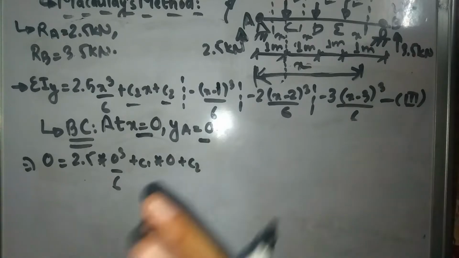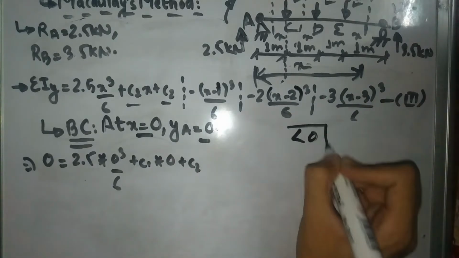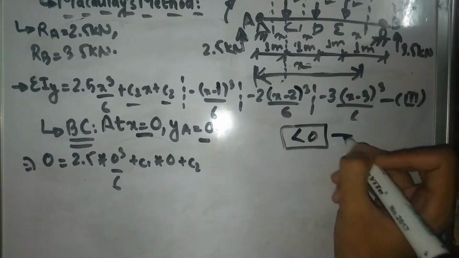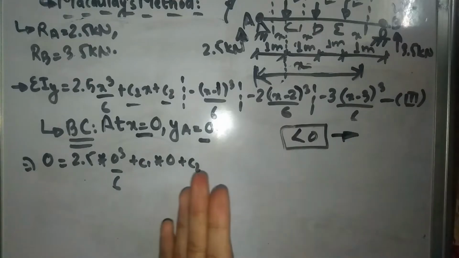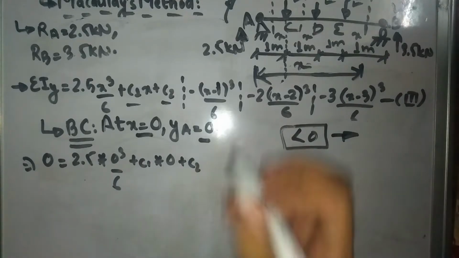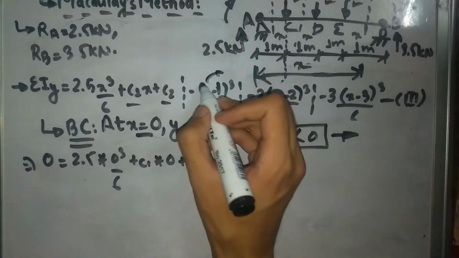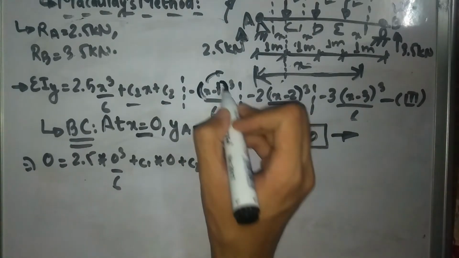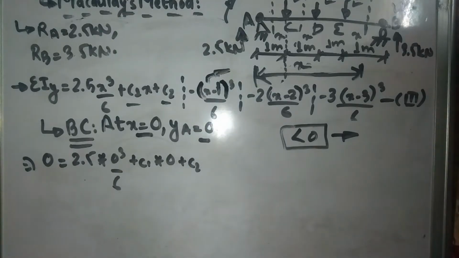Another rule regarding Macaulay's method is that if any bracket term is going to be less than 0, we're going to ignore that term. So this is our second rule regarding Macaulay's method. Our first rule was treating x minus 1 and x minus 2 as x, while our second rule is that if the term inside the bracket is less than 0, or negative, we're going to ignore that term.